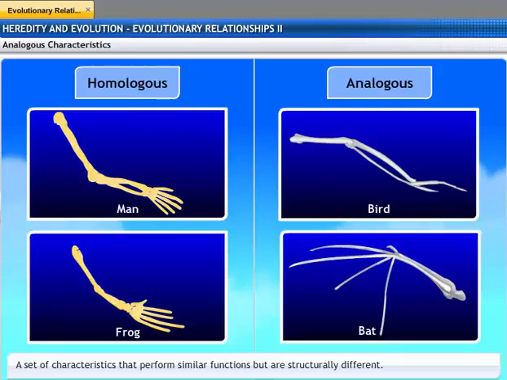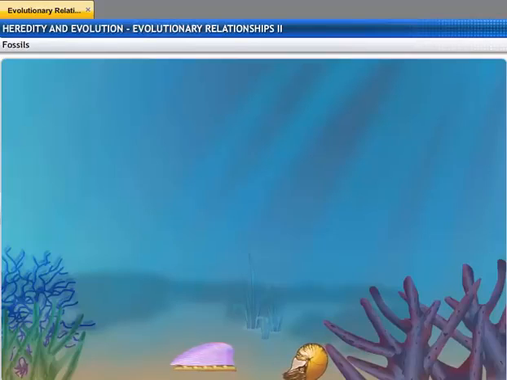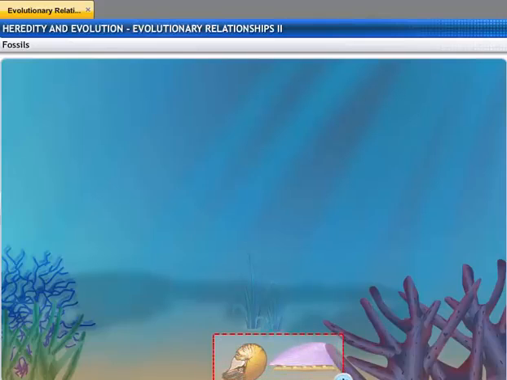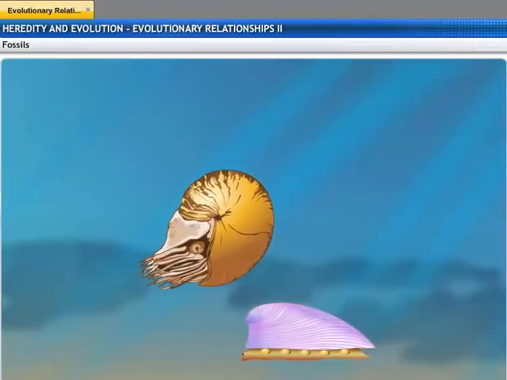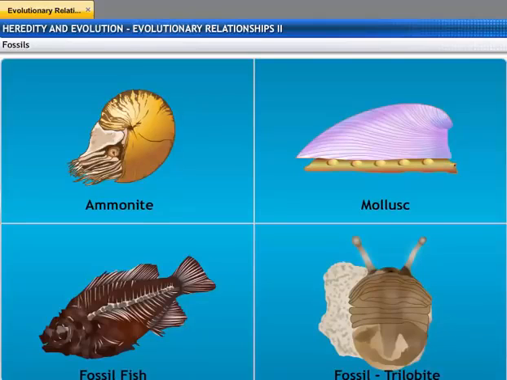Thus, homologous characteristics and analogous characteristics help us trace evolutionary relationships. They are evidence of evolution. Studies on characteristics were not only conducted on the current species, but also done on the species that are now extinct. How can we know that an extinct species ever existed?